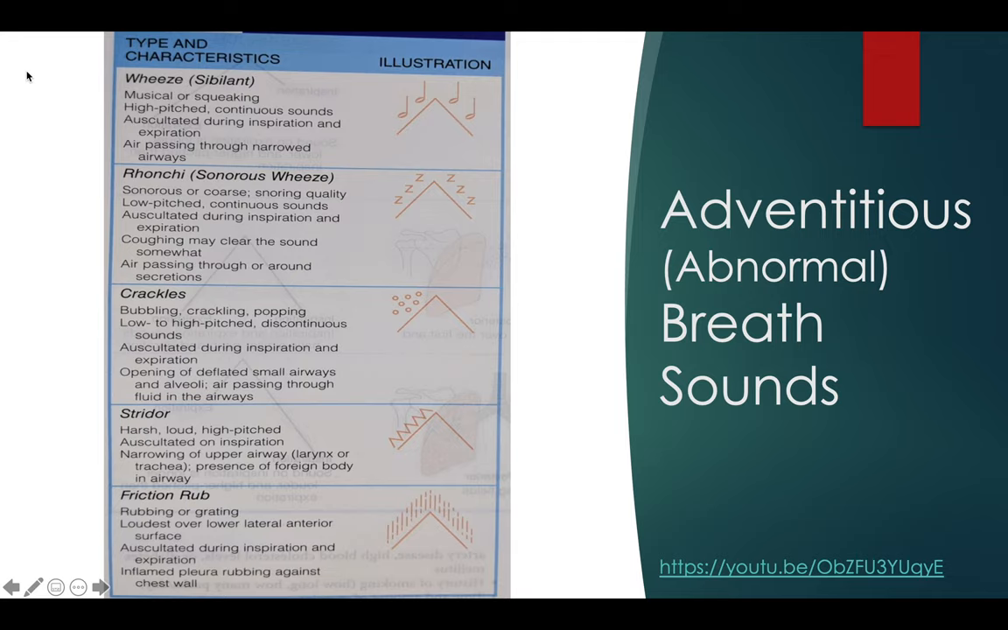Adventitious or abnormal sounds. So we have, I took this from your book. It was a picture that I took because they didn't have the illustration. So wheezing, rhonchi. I always get rhonchi. Rhonchi has just haunted me all my life. Rhonchi, it says it's sonorous wheezing. Coarse snoring-like quality. So I guess we think of wheezing as musical or squeaky.